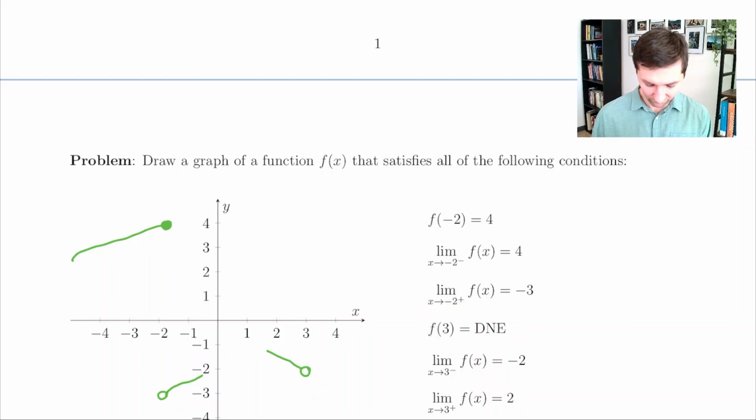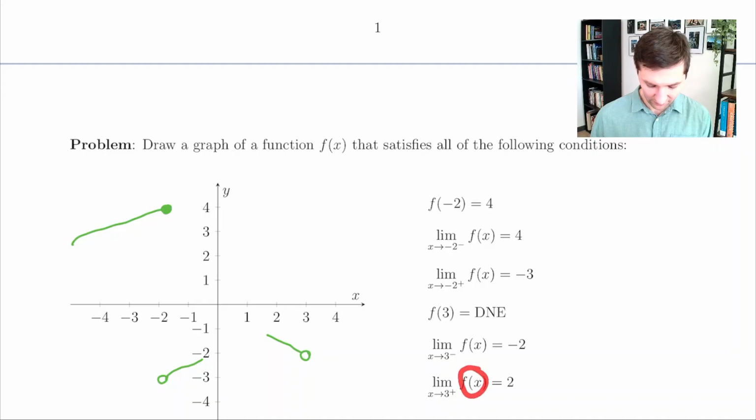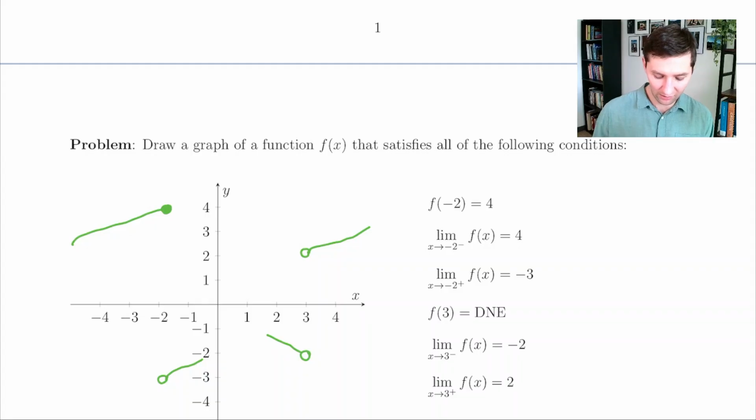Then, the limit from the right of this function as x approaches 3 from the right must be 2. I find 3, I approach it from the right, and I know that the value of the function must be getting closer and closer to 2. So I must be getting closer and closer to this point. So I will draw a piece of the graph that gets closer and closer there, again making sure that the function is not defined at x equal to 3.